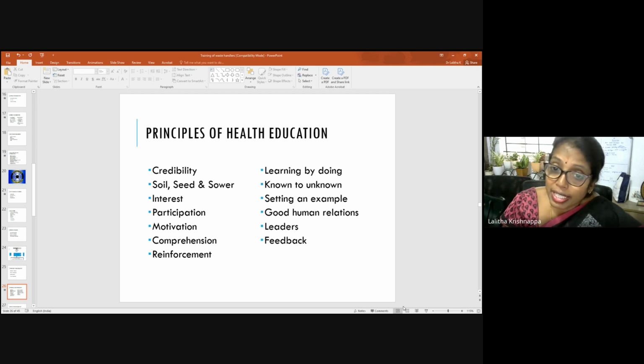And you set an example. For example, as a doctor, if I am not segregating my waste, I don't have the morality to tell my subordinates to segregate the waste. And the other thing is, your good human relationship with the people will motivate people to follow you and follow good practices. And always keep a feedback open loop so that you are open to their suggestions and correct them along with you.